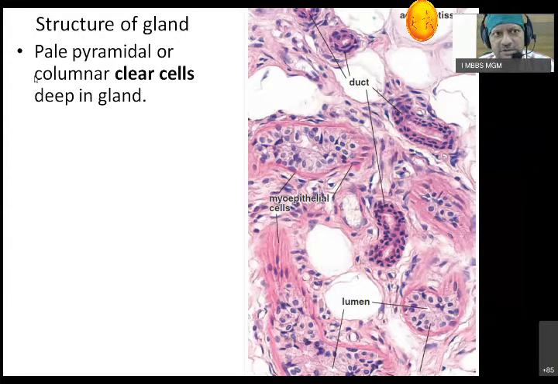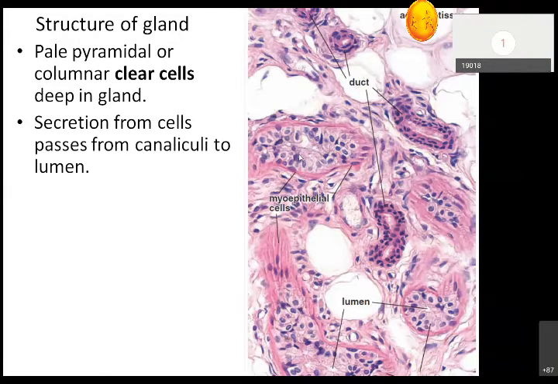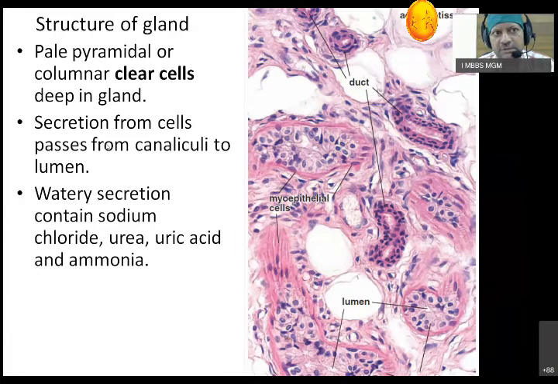Clear cells, they are also called clear cells. They are near the periphery. Secretion has to come between these, which is called the canaliculus. I will show the TEM microscope, and later on this secretion moves into the duct. And then these other cells which are seen near the lumen are called dark cells. So they secrete into the canaliculi. Watery secretion from the pale cell.